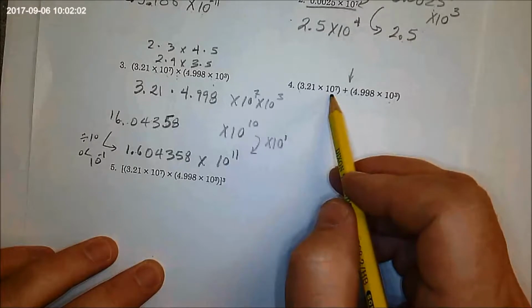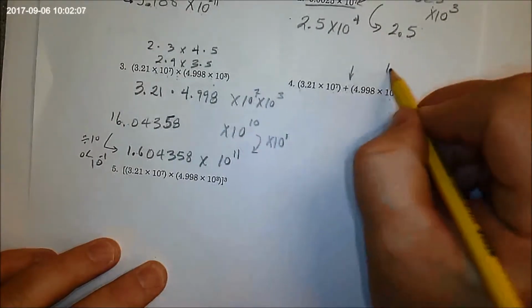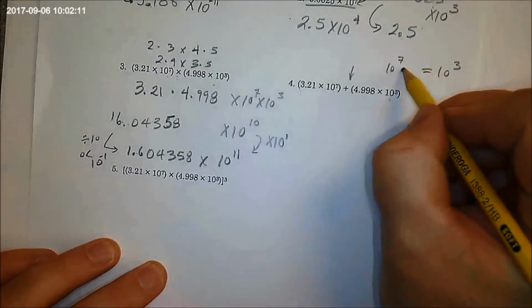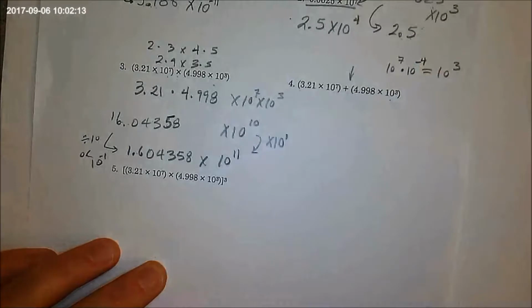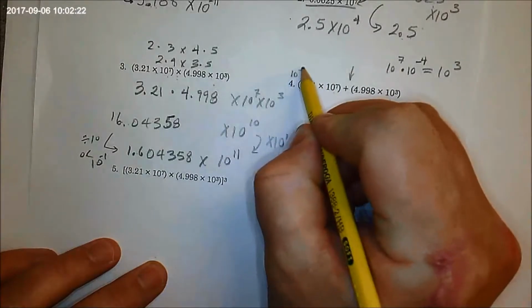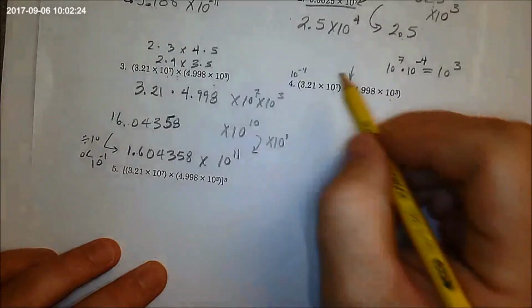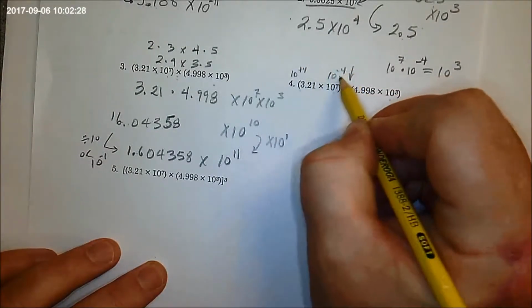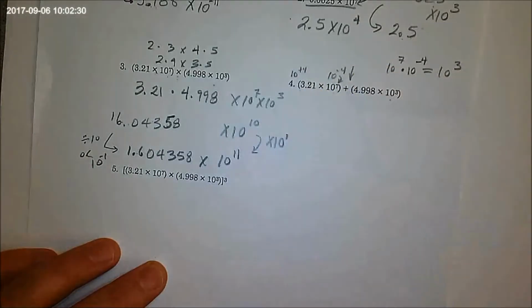Let's make this one 10 to the 3rd. Okay? So to make 10 to the 7th equal to 10 to the 3rd, do you have to multiply by 10 to the negative 4? Is that right? So really, I need to multiply this whole thing times 10 to the negative 4. So I'm multiplying this one times 10 to the negative 4, which means I'm multiplying that one by 10 to the 4. So they'll be equal.